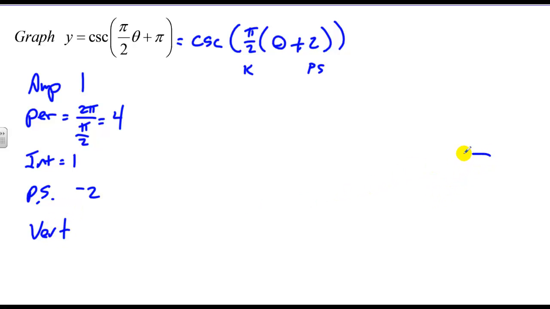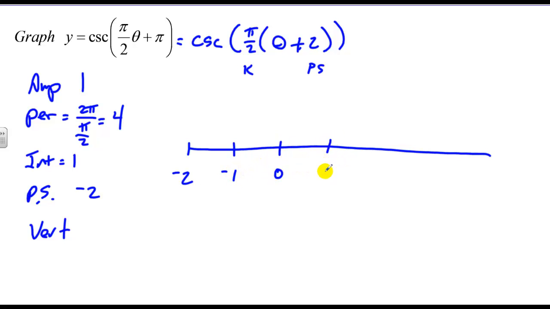I'm going to graph cosecant, starting at -2, adding 1 each time. There's my period of 4. Since I have a cosecant graph, I'm going to start by graphing sine with an amplitude of 1. So I go from 0 to 1 to 0 to -1, back to 0. Just sketch out in yellow my sine graph.